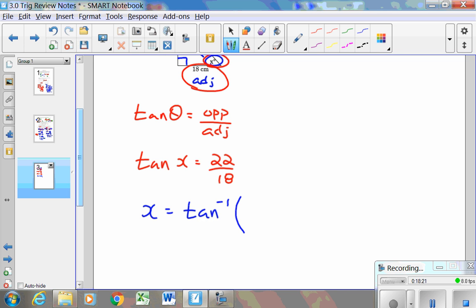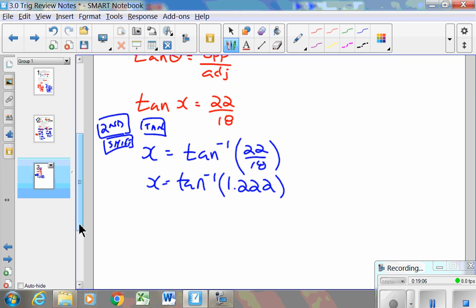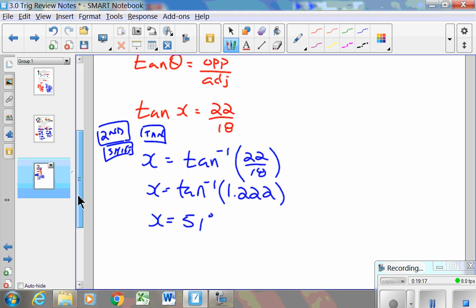So tan minus 1 will probably pop up on your calculator. If you go shift or second or inverse, I think most of us probably have a second button: second tan, or shift tan, one of those two things. Shift tan should give us tan minus 1. What goes in the brackets is still 22 divided by 18. If you want to change that to a decimal, you can. If we go 22 divided by 18, and write that down to a few decimal places, that's 1.222. So 1.222, or 22 divided by 18 without doing that step. If we take this and make sure we're still in degree mode, we get an angle of 51 degrees. So that missing angle in our triangle is 51 degrees.